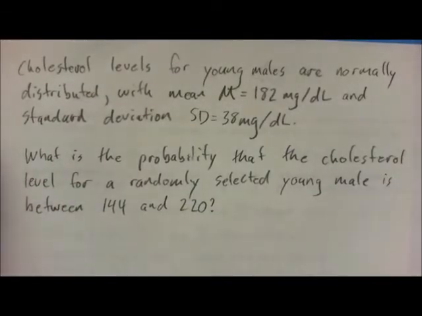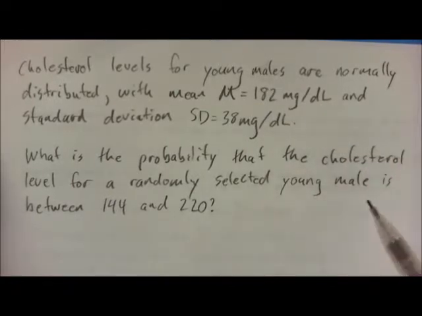Okay, in our last two lessons we learned how to find probabilities that z-values lie in particular ranges. Now let's use what we've learned and apply it to some specific data to find probabilities of getting certain data values. So let's begin with this.